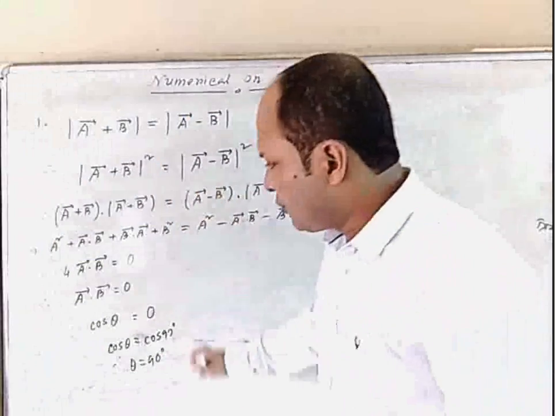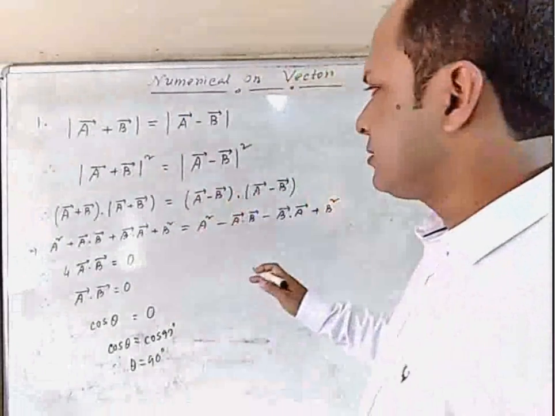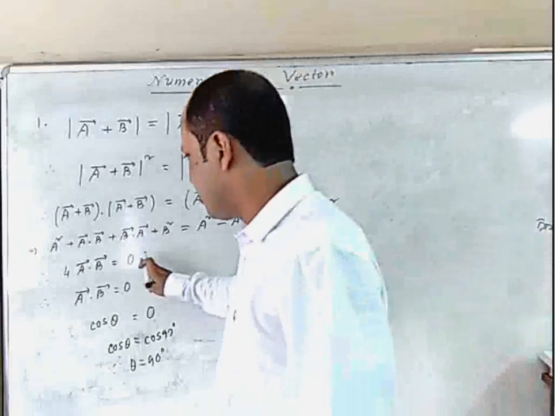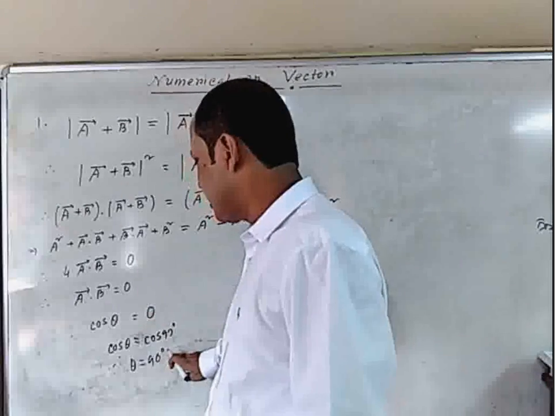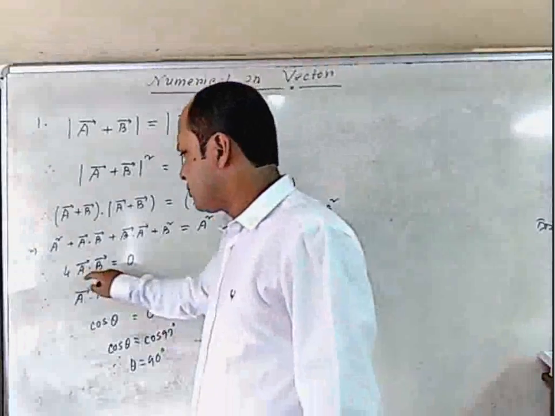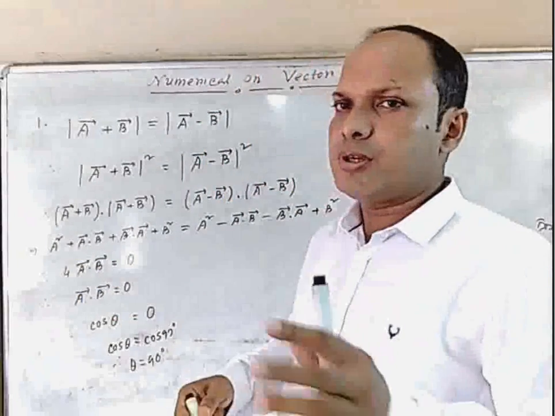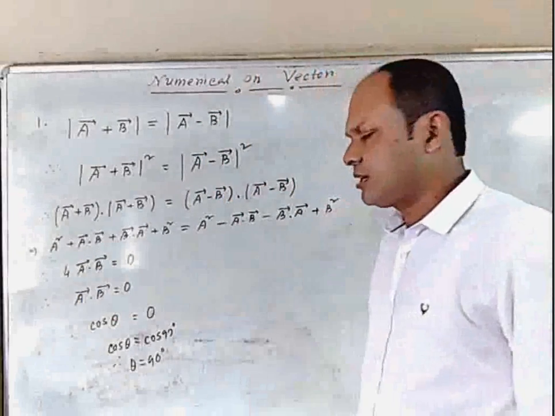If such type of numerical is given with 2 marks, then you can jump 1 or 2 steps. This step you can jump. You can directly write like this: if the dot product of 2 vectors is 0, you know the 2 vectors are perpendicular to each other. This is the first numerical.